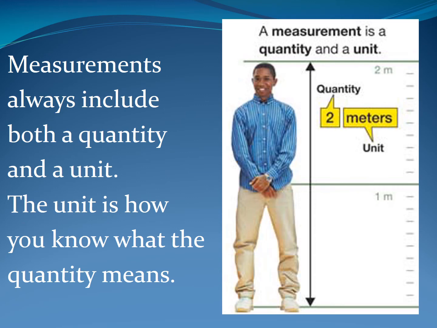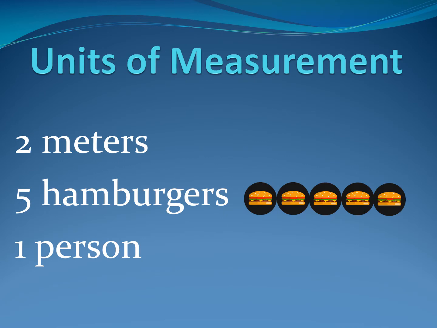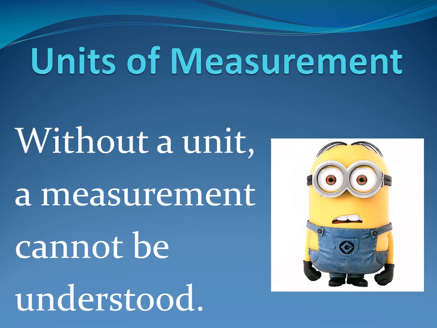For example, in this picture, we wouldn't just say this boy is two what? Let's say 2 meters. That way we know by what system we're explaining his height. So units of measurement can be like 2 meters, 5 hamburgers, 1 person. You have to have that unit. Not just 2, but you have to have meters with it. Not just 5, but hamburgers with it. You need to know what you're dealing with. So without a unit, a measurement cannot be understood.